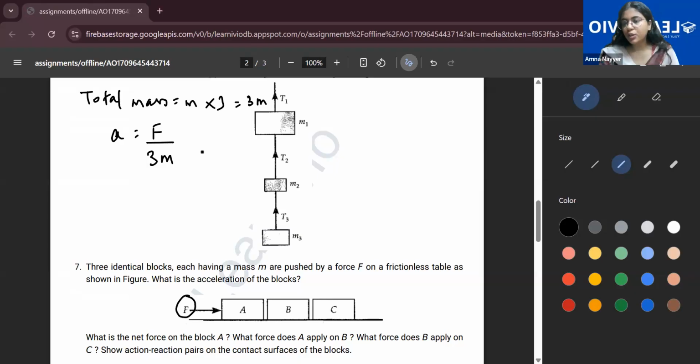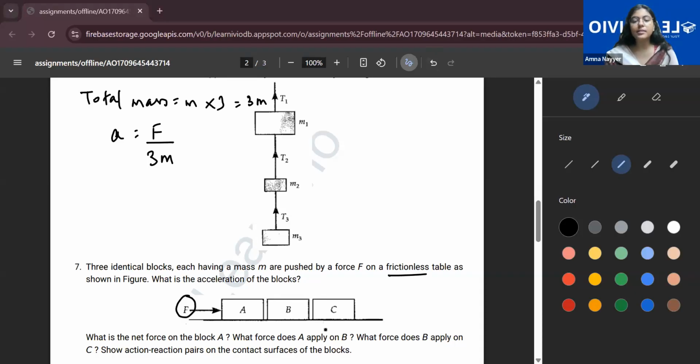See, when we're talking about body A, you have to see what all forces are acting on this body A. The mass of block A is given as m. Acceleration, you know, is F by 3m. Now, this is a frictionless block. One thing makes our calculation very easy: you don't have to consider any frictional force.